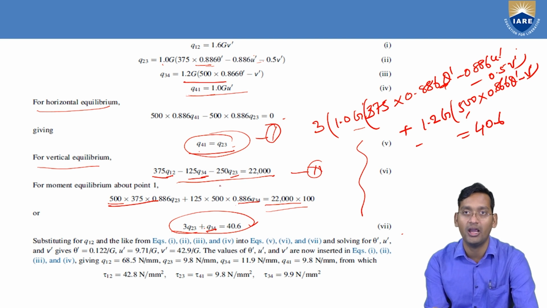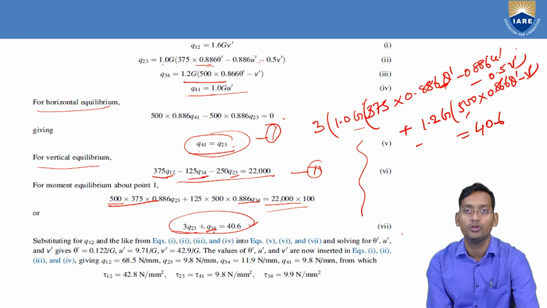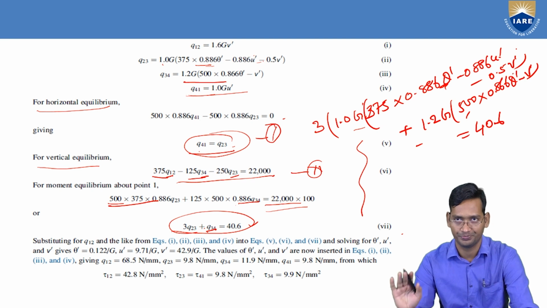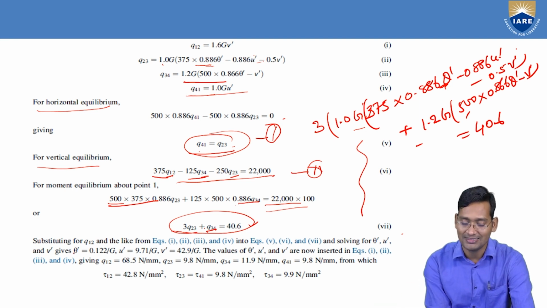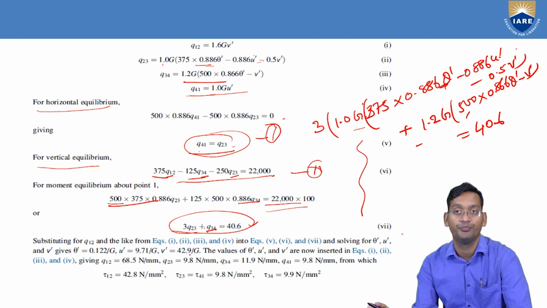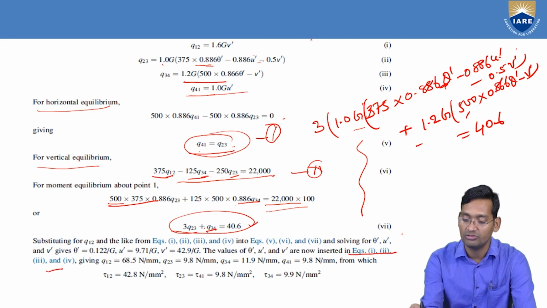of Q12, Q34 and Q23. Third equation we got after substituting here Q23, Q34. So 3 equation we have, 3 unknown, theta dash, U dash and V dash. Just solve like linear equation of 3 variables. So after solving, what you will get? That theta dash as 1.22 G, U dash as 9.71 by G, V dash is 42.9 by G, right? The value of theta dash, U dash and V dash are now inserted in equation 1, 2, 3 and 4. So now substitute here.